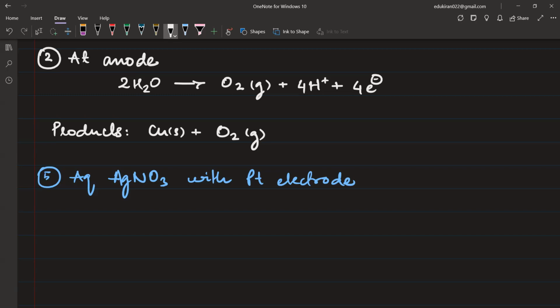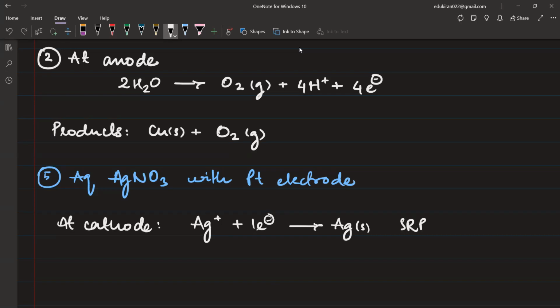That is why the reaction at cathode is going to be Ag+ plus 1 electron, giving you Ag solid. Why? Because if I compare the SRP of Ag+, this is greater than the SRP of H+.